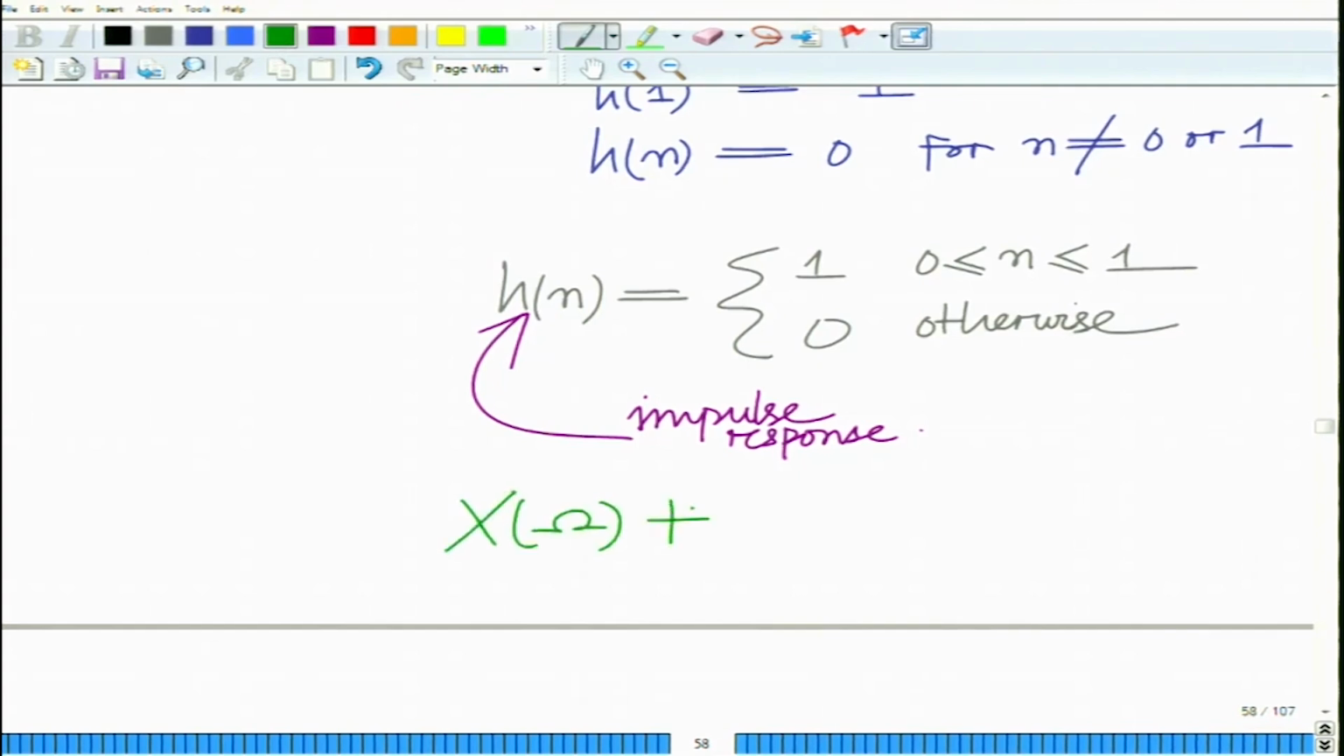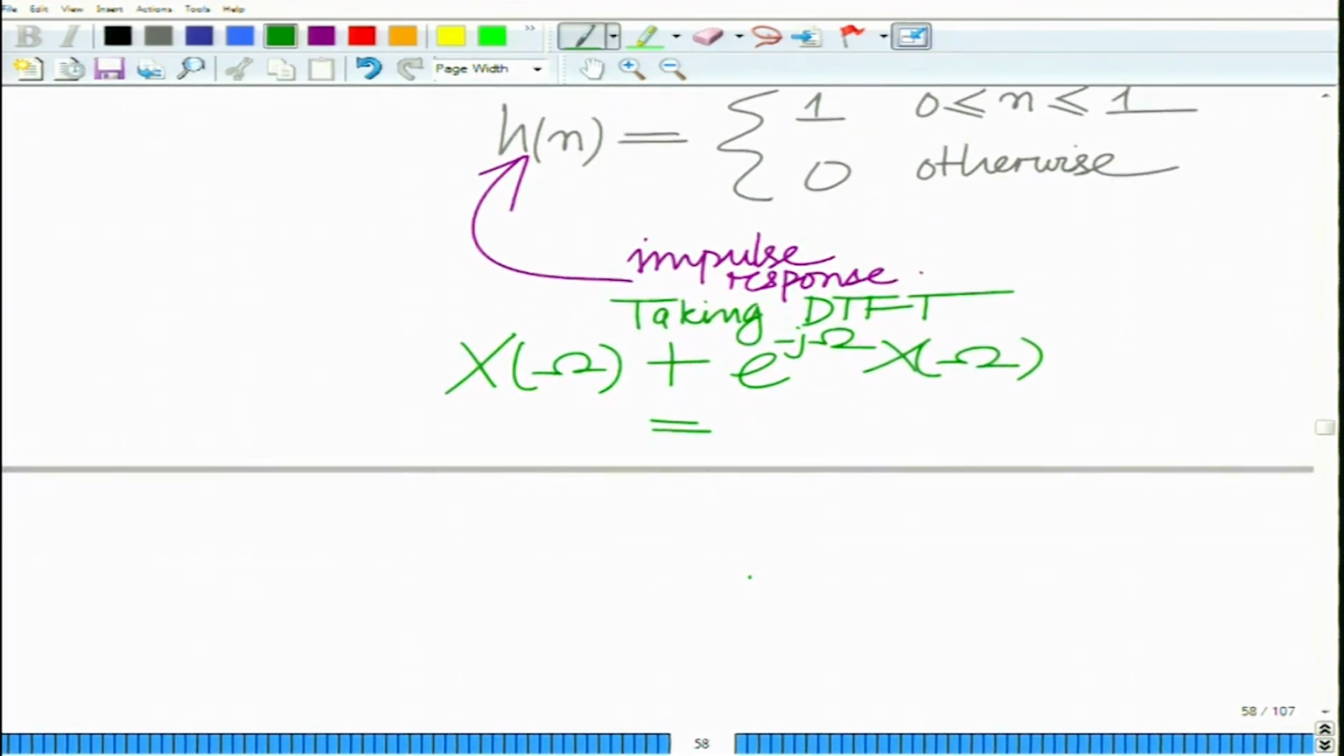Now, taking the DTFT to find the frequency response, we have X of omega plus e raised to minus j omega X of omega. This will be equal to Y of omega. Here e raised to minus j omega X of omega is the DTFT of x of n minus 1, if X of omega is the DTFT of x of n. And on the right hand side, taking the DTFT yields Y of omega.